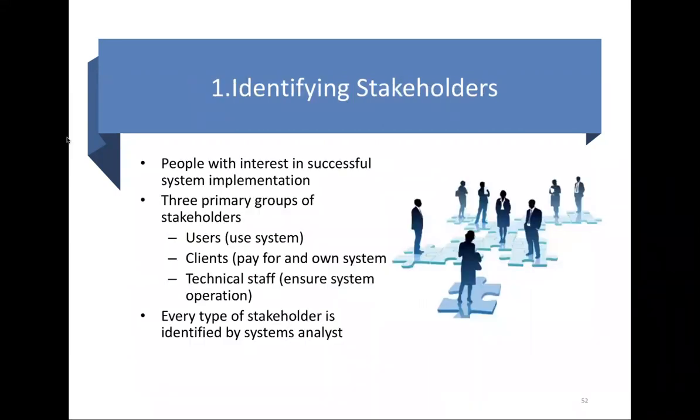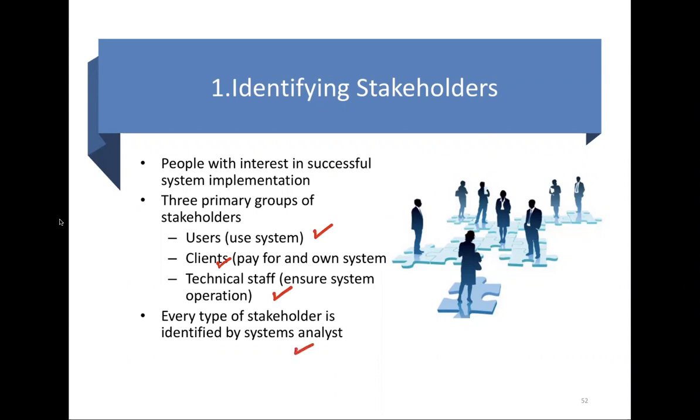So let's go over the main step in the stakeholder analysis, which, as I said, is identifying stakeholders. You need to identify those people that would have interest in successful system implementation. There are three primary groups of stakeholders in any project. They could be on the user level, like those who will use the system; the client, who will pay for and own the system, like the customer; and the technical staff who will ensure system operations. Every type of stakeholder is identified by the system analyst.